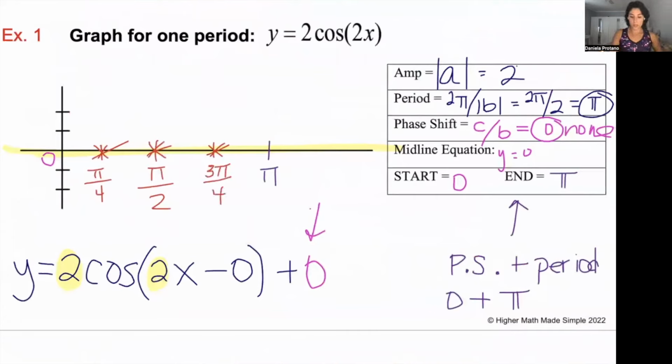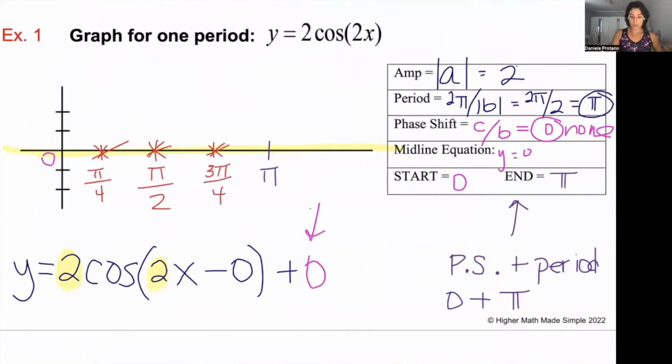Okay, so the last thing we have to do is find that end value. We know it starts at 0 and it completes in 2 pi radians. So just using the formula, it's the phase shift, which is 0, plus the period, which is 2 pi. So 0 plus 2 pi is 2 pi.